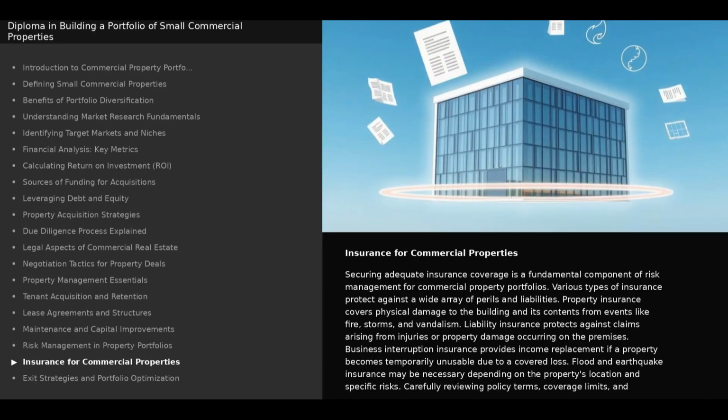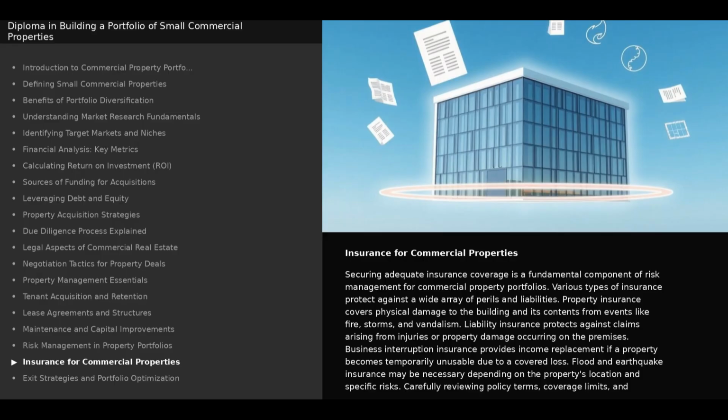Insurance for commercial properties. Securing adequate insurance coverage is a fundamental component of risk management for commercial property portfolios. Various types of insurance protect against a wide array of perils and liabilities. Property insurance covers physical damage to the building and its contents from events like fire, storms, and vandalism. Liability insurance protects against claims arising from injuries or property damage occurring on the premises.